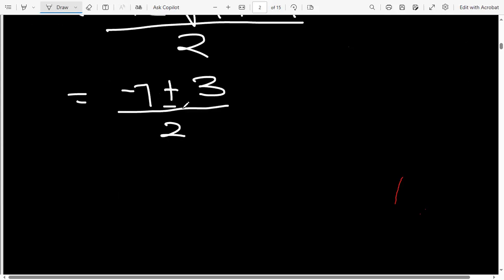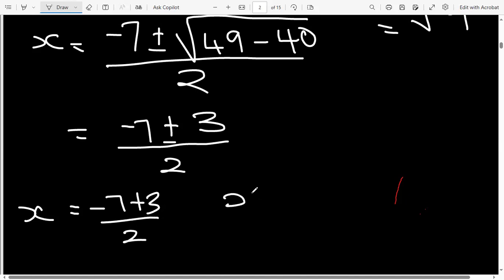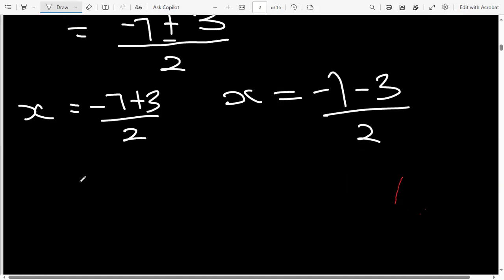So it means now from here we can see that you are going to have 2 answers, right? So the first answer will get the positive sign here. So it will be -7 plus 3 divided by 2. And then the other one will be -7, and then you get the minus sign here, which is -3 divided by 2. Okay, so these will be our 2 answers.